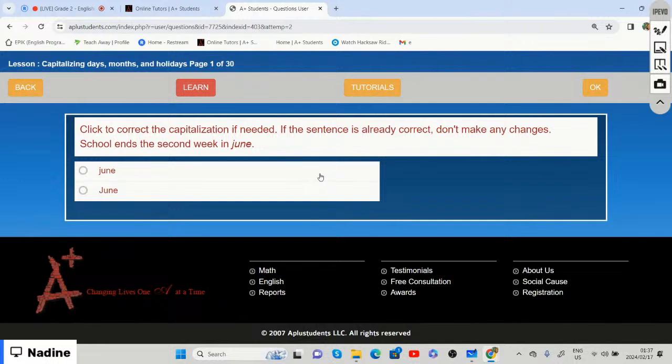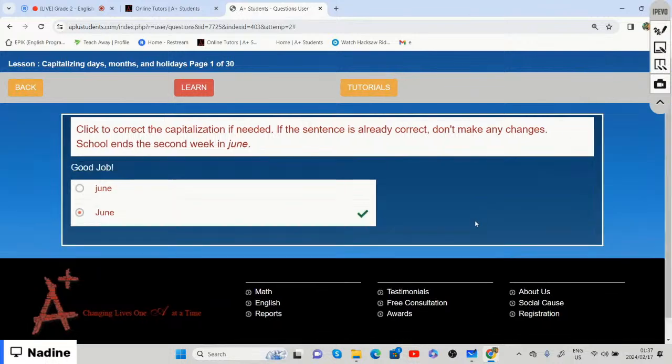And if we choose the correct changes that we need to make, then we're going to say June is a capital letter. Yes, so well done. June we write with a capital letter. So well done.